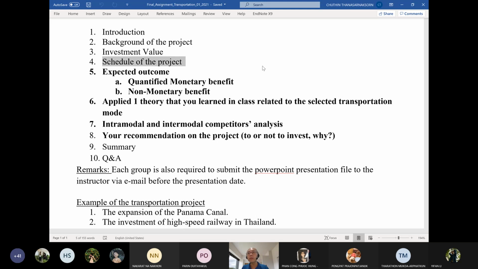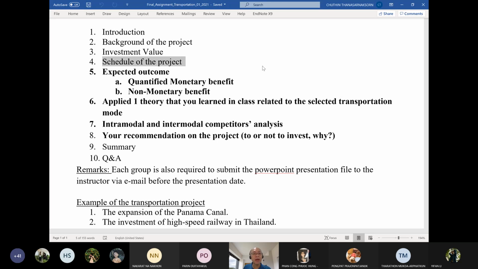For example, it can create jobs for people around the area, for 3 million people or something like that. It can connect people between cities, and it may create more business between cities. Those are non-monetary benefits. You have to think about it and find information on it. For example, the expansion of Suvarnabhumi Airport will create non-monetary benefit. How? It's your job to find it. So choose the project wisely. Choose the project smartly.